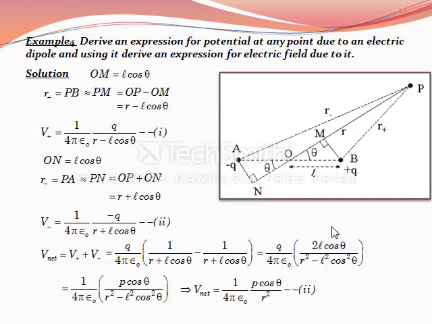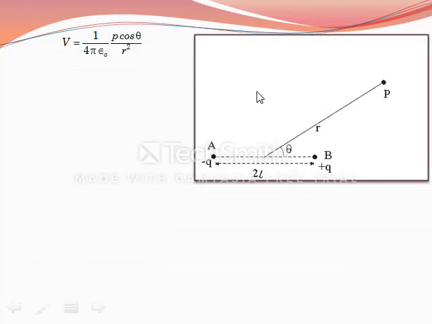So we were discussing this problem: to derive the potential at any point due to an electric dipole, and using this we had to derive the field due to this dipole. We had already derived the expression for potential. This was our expression. So now this is the result for potential.